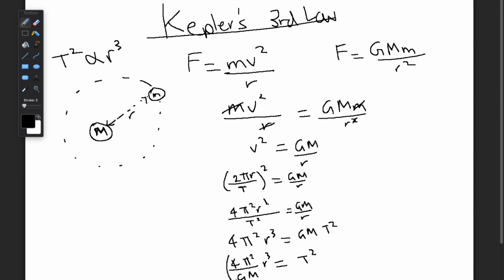So let's look at this part here. I'm going to put it in brackets. 4 is a constant, pi is a constant, big G is a constant, and our large mass is also going to be a constant. So we can say that T squared is proportional to r cubed.